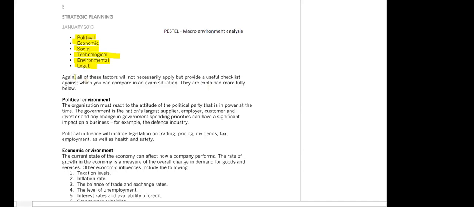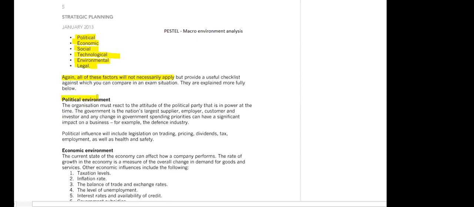Now, from an examination perspective, first understand this principle. All of these factors will not necessarily apply. If you are analyzing the macro environment, it doesn't mean you have to find all of these six factors and only then your answer will be complete. No, it's just a checklist, a guide that is there to give you ideas, to generate ideas.